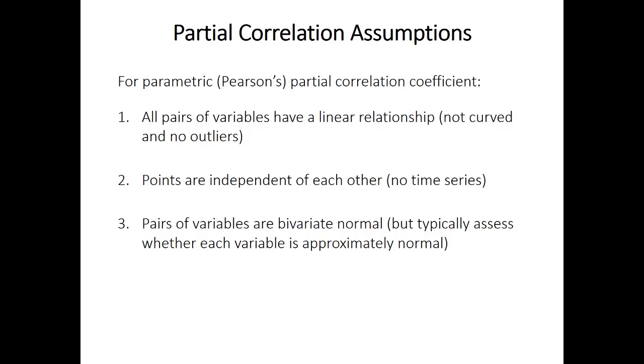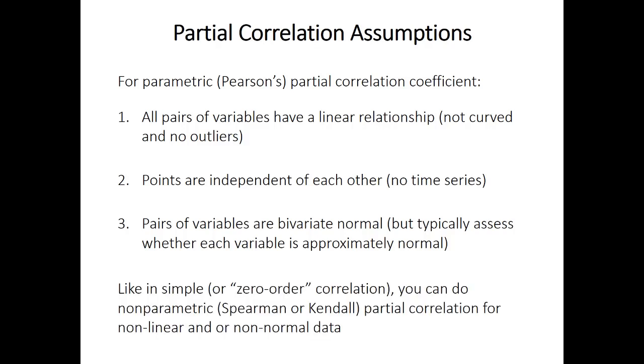Each pair of variables should be something called bivariate normal, which is like a two-dimensional normal distribution. So instead of a bell curve, you have sort of like a bell-shaped mountain, like a Hershey's Kiss. But in reality, you just typically assess whether each variable is approximately normal on its own. So those assumptions are for the parametric version, but just like for simple correlation, you can do non-parametric partial correlation using the Spearman coefficient or the Kendall coefficient. And this is what you would do in the case that you might have a nonlinear relationship or non-normal, non-parametric variables.